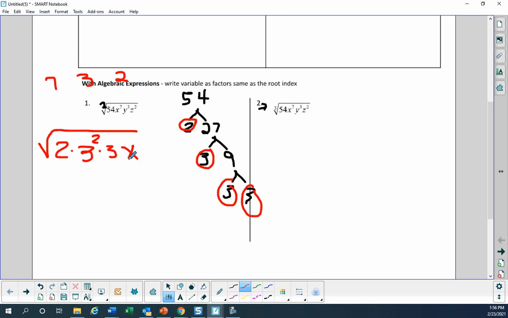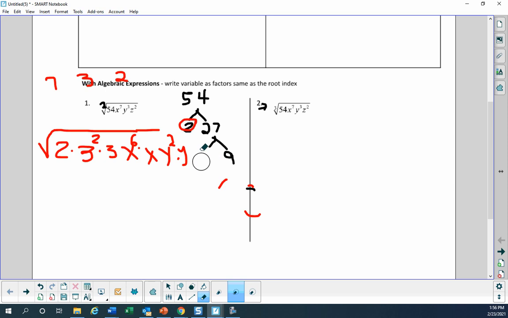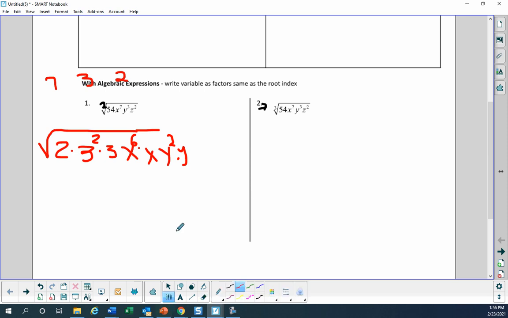And then when I write my x to the power of 7, I'm going to write it as x to the 6 times 1x. And then when I write my y cubed, I'm going to write it as y squared times 1y. And then let me erase this part. I know it's going to be difficult to write, so the best way is to do it on a piece of paper and just take a picture. And then z squared stays inside, right?